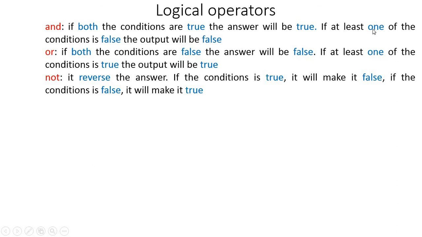And here we say if at least one of the conditions is false, the output will be false. NOT is another logical operator which reverses the answer. If the condition is true, it will make it false. If the condition is false, it will make it true.